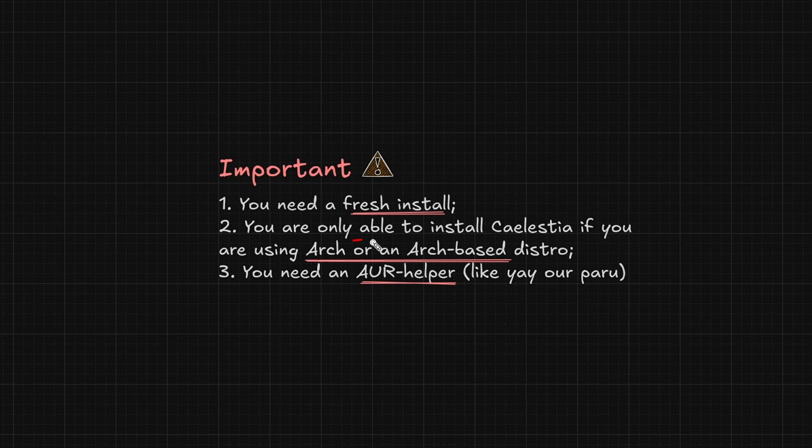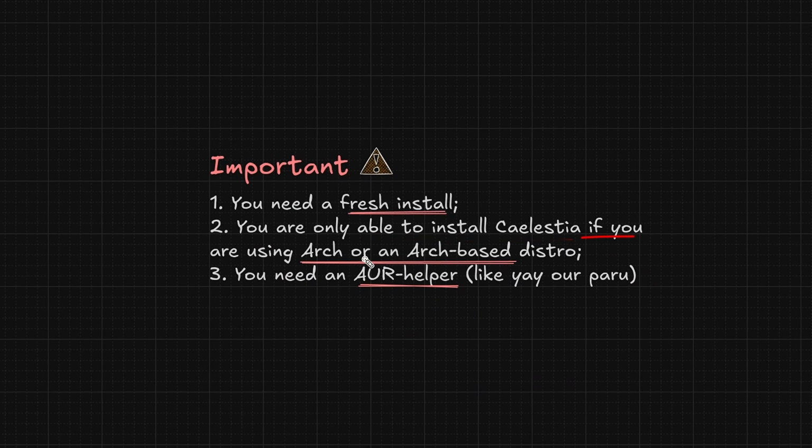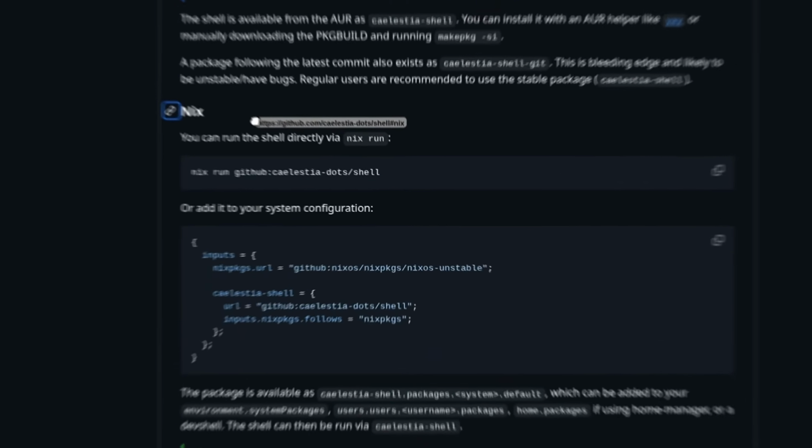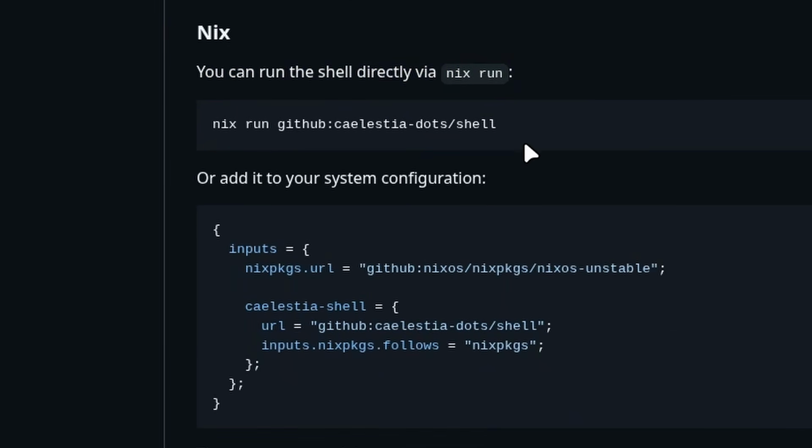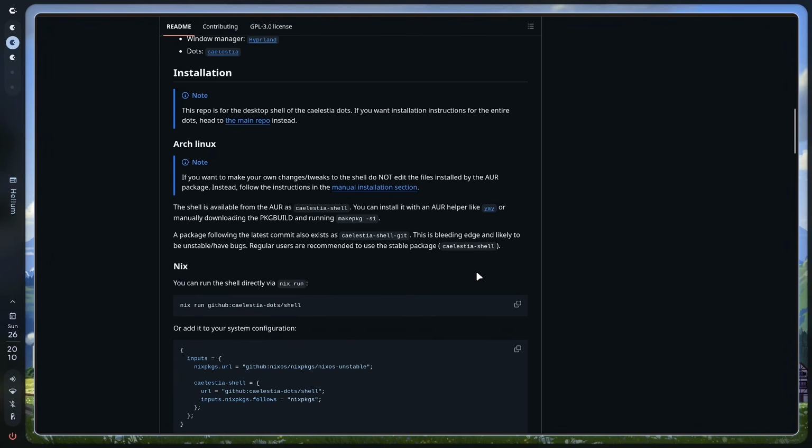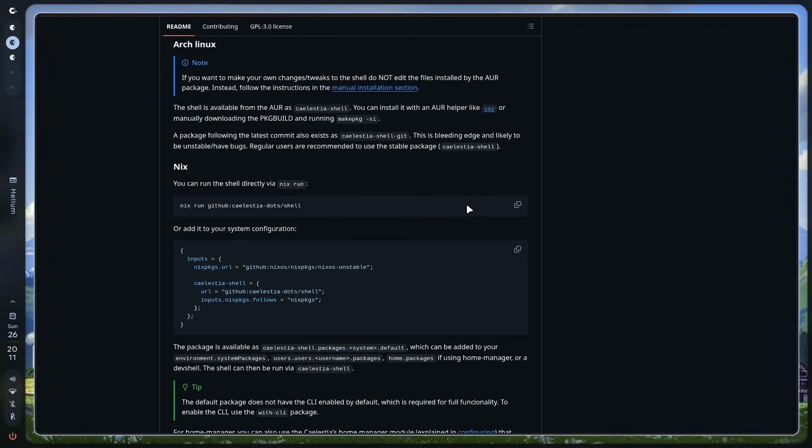Also, you are only able to install Caelestia if you are using Arch or an Arch-based distro, like CachyOS, for example, which is my case. Actually, there's a mention of NixOS here on Caelestia official GitHub page, so you can try if you want to. But for this video, I'm gonna show you how to install Caelestia considering you're using Arch or an Arch-based distro, okay?